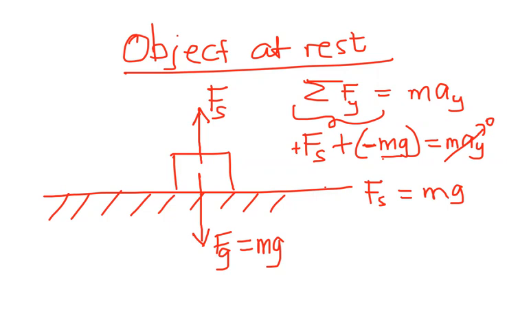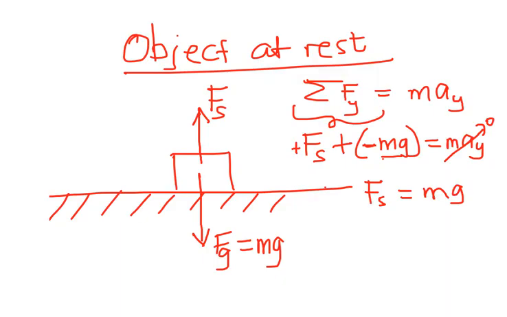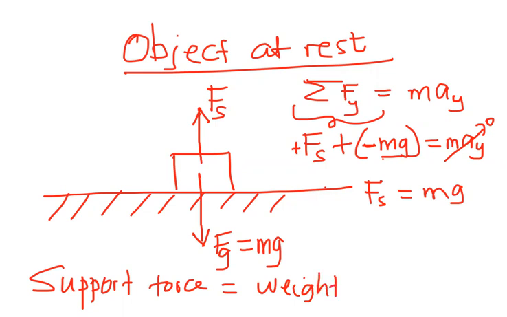Here, we learn that when the object is at rest, the support force is equal to the weight of the box. Support force is equal to weight of the box, right? Things will not be like this all the time. This is a special case whereby the object is at rest, and we learn that the support force is equal to the weight of the box. Only in this special case whereby the object is at rest or it has acceleration of 0.